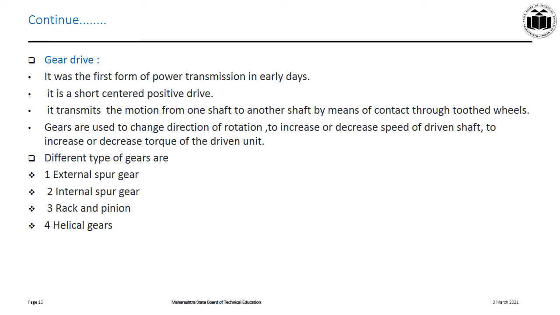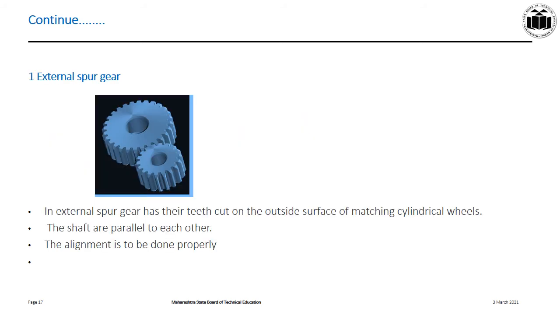If we see the classification of gears, there are four types: external spur, internal spur, rack and pinion, and helical. In the diagram, the external spur gear is shown, in which the teeth are cut on the outside surface of matching cylindrical wheels. The shafts are parallel to each other.